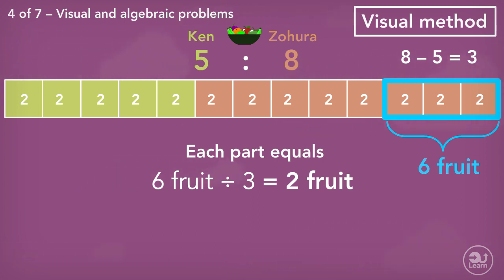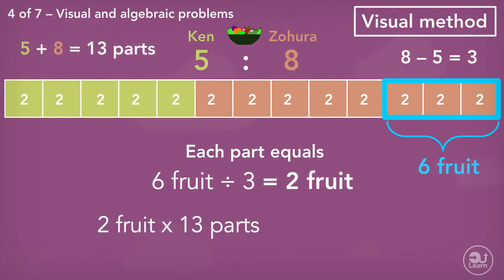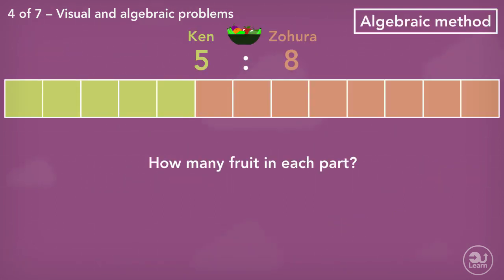Now we know how many fruit in 1 part, we multiply 2 by the total parts. 5 plus 8 equals 13, so 13 equal parts. Then we multiply 13 by how much each part is worth, which is 2. This gives us 26 fruit in total.